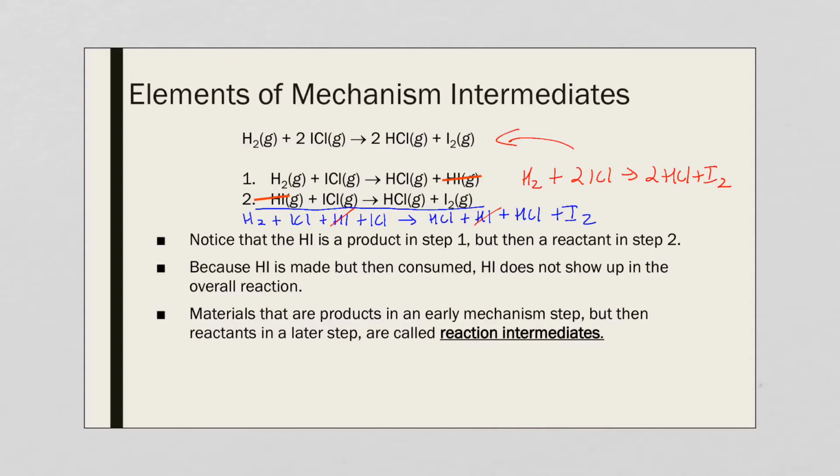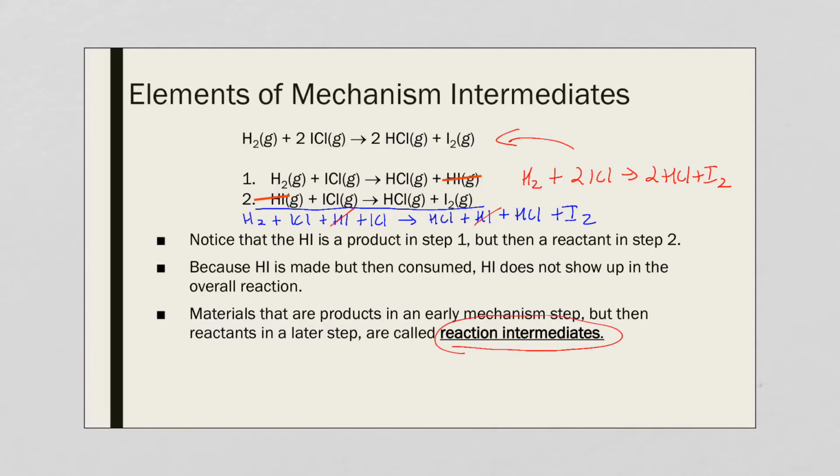Now, a couple of things to point out here: notice the HI. HI doesn't appear in the overall reaction, but it's produced as part of the first elementary step and used up, in this case, in the second elementary step. This is what we know as an intermediate.